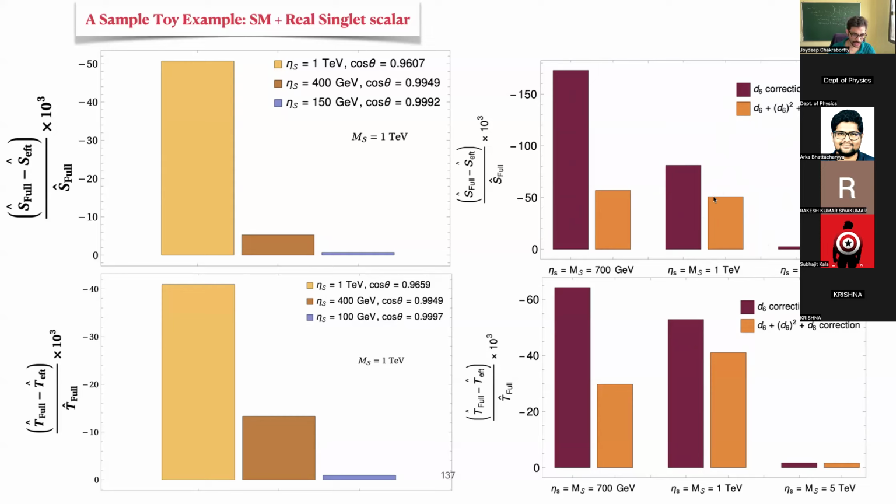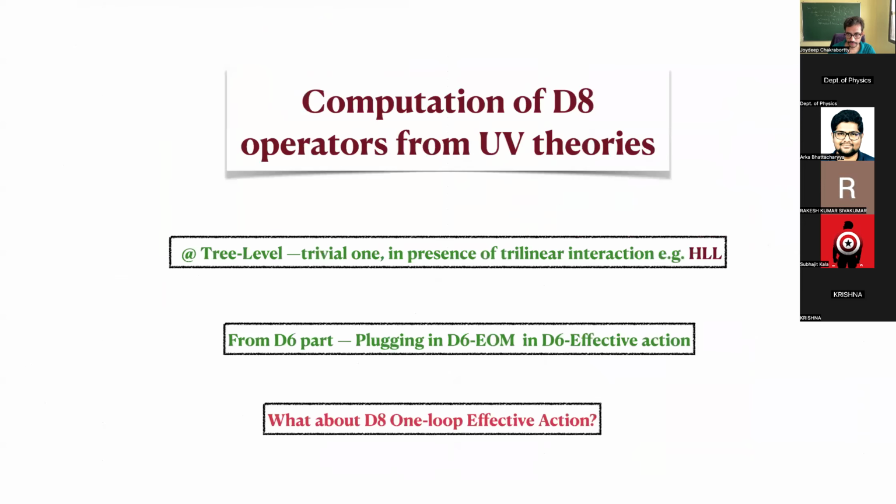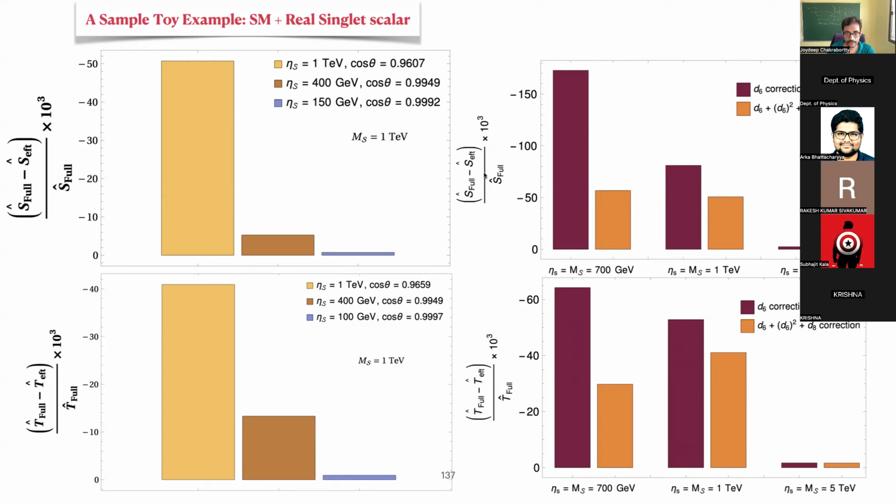Any questions on this part? Okay, fine. So now there is a similar plot for the deviation in the U parameter due to dimension 8 only. The U parameter we could have calculated. I think it's maybe in the paper. I can't recall. But that will not change the pattern.